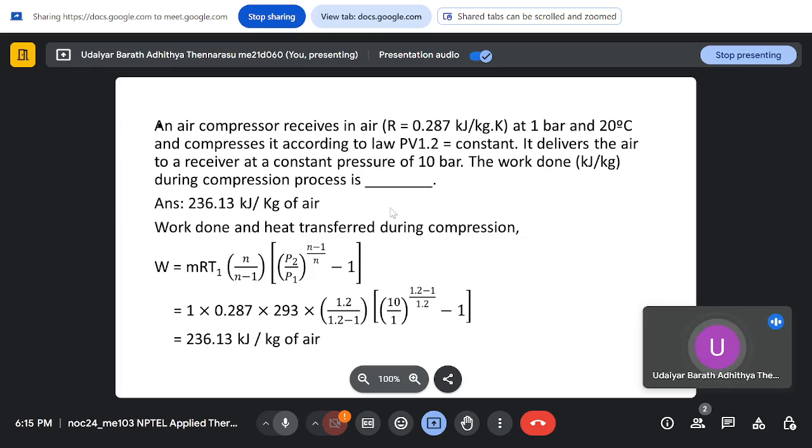So substituting the values here, we are assuming mass per kg of air, R is 0.287 and inlet temperature is 20 degrees Celsius. So 20 plus 273 gives you 293, that is the inlet temperature in Kelvin, into your polytropic index, which is 1.2, and then the pressure is the same. Final pressure is 10, initial pressure is 1. So substituting this, you will get your work done for the compression process as 236.13 kilojoule per kg of air.